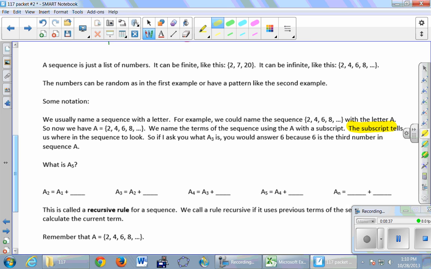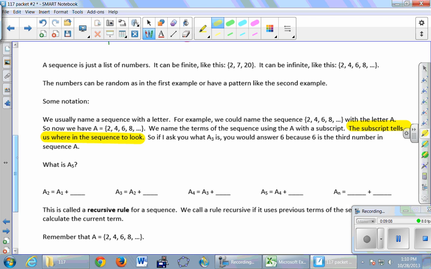Okay, so the most important thing that Griffin just read to us is that the subscript tells you where to look. Subscript tells you where to look. So capital A is just the name of this list of numbers. That's kind of arbitrary, but 3 is the important thing. When I say A3, I'm saying go to the list of numbers called A, which is these even numbers, and find the third number in that list. So A3 is the third number, 1, 2, 3, it's 6. A3 is 6. Everybody see it?